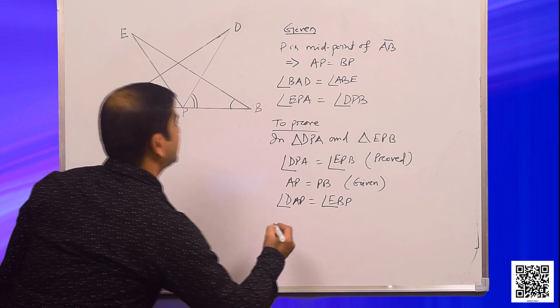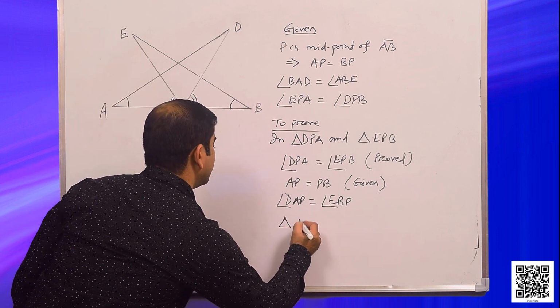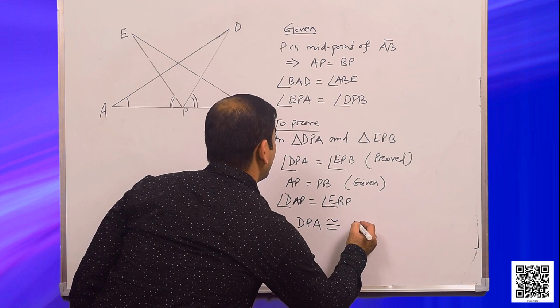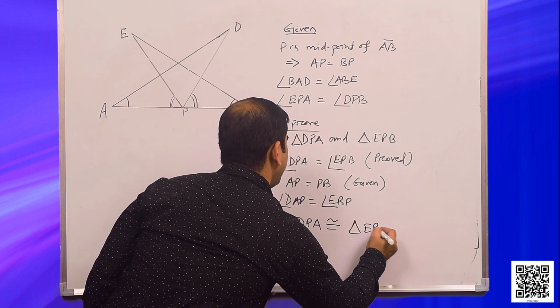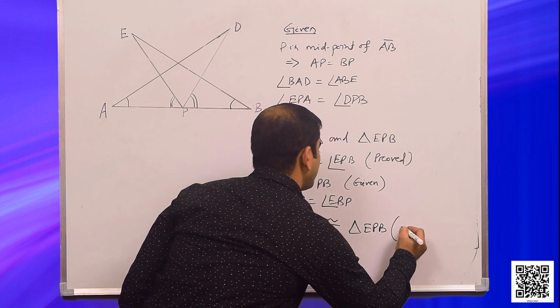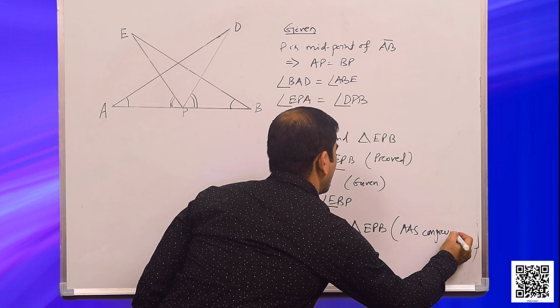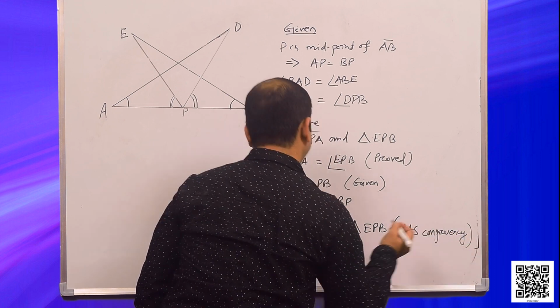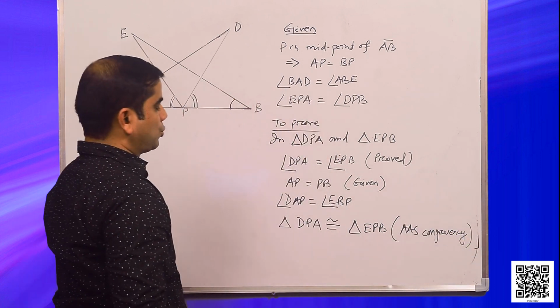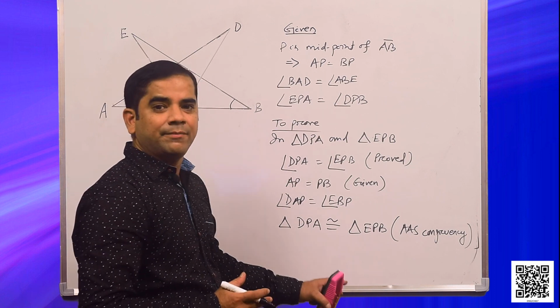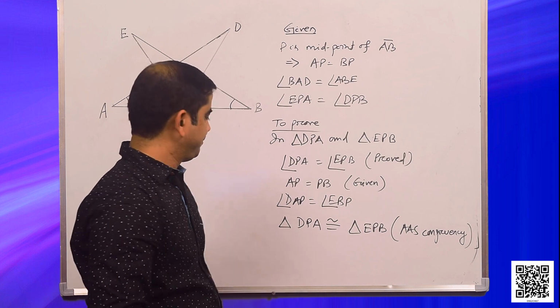So, we can clearly say that triangle DPA is congruent to triangle EPB by AAS congruency. So, we have proved that triangle DAP is congruent to triangle EPB. Fine.